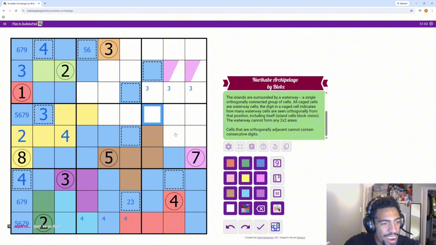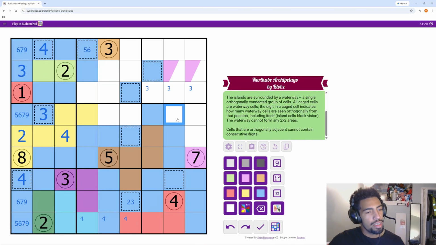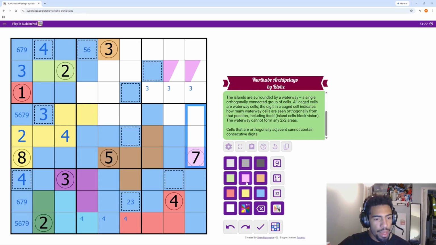All right, I finished brown. Coloring, dude. The coloring is so much fun. So this is blue and blue, all blue here. Okay. Because my islands can't touch. So now my pink has to get out here at least.